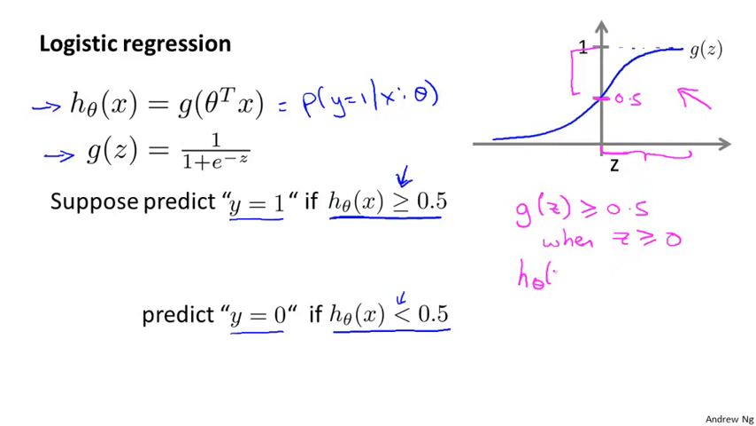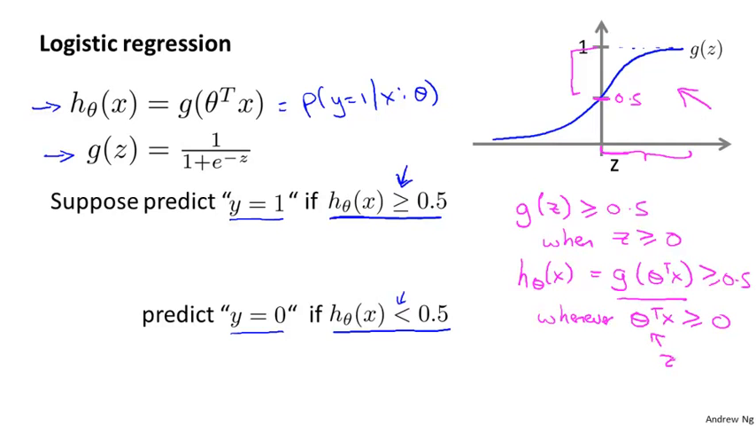Since the hypothesis for logistic regression is h of x equals g of theta transpose x, this is therefore going to be greater than or equal to 0.5 whenever theta transpose x is greater than or equal to 0. So what we've shown, right, because here theta transpose x takes the role of z, is that our hypothesis is going to predict y equals 1 whenever theta transpose x is greater than or equal to 0.